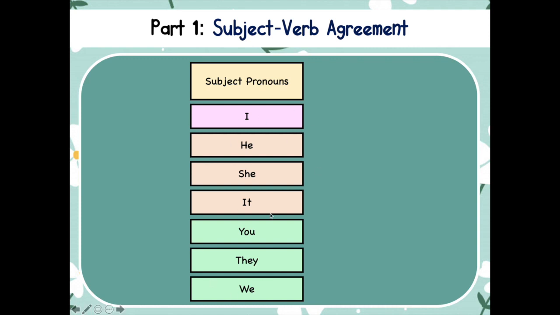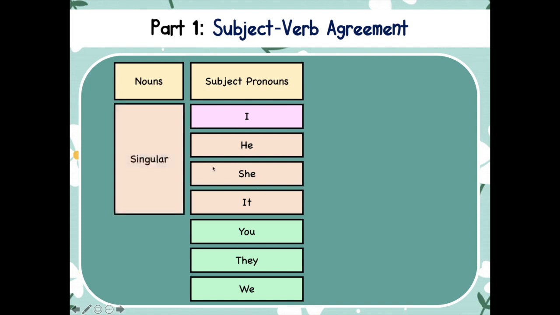So let's put them into nouns. For I, he, she, and it, they are singular nouns because each of them is used for only one person, or for example, it for an object or an animal. That is why these are singular nouns. And for the subject pronouns you, they, and we, the nouns are plural because they are for many people, or more objects or more animals.